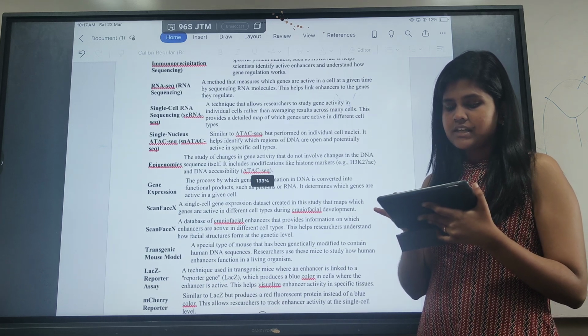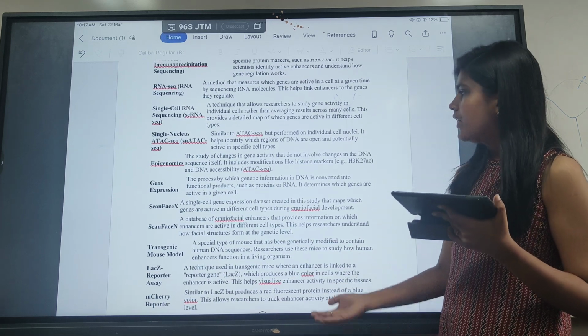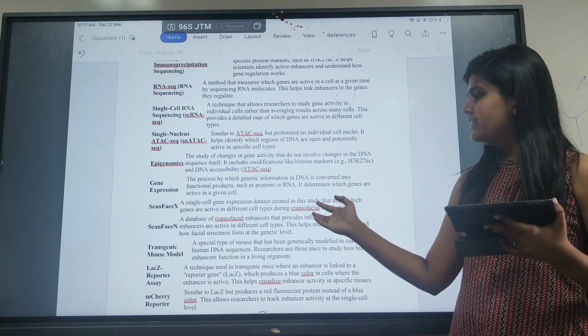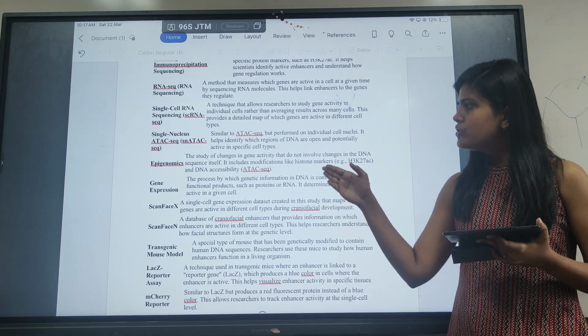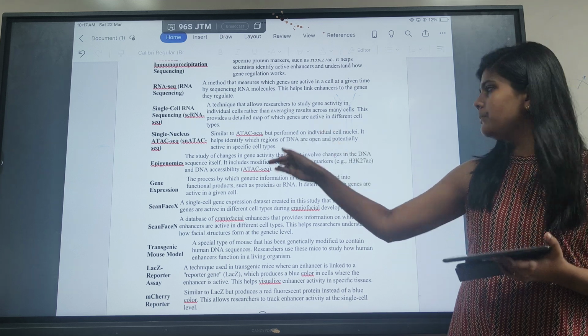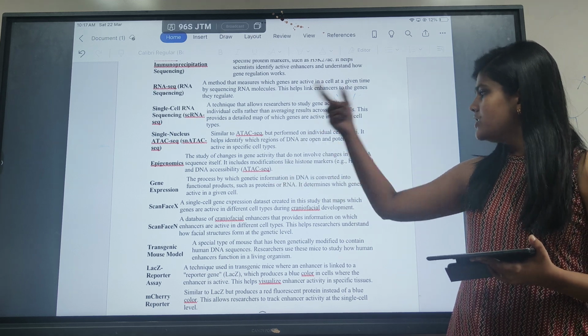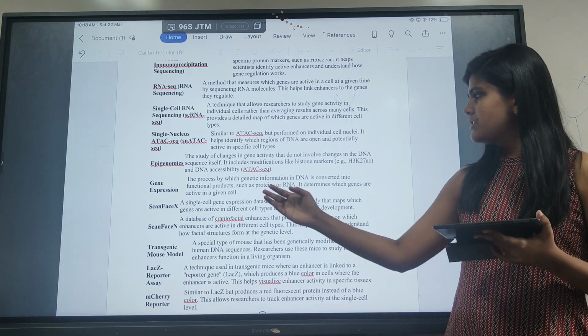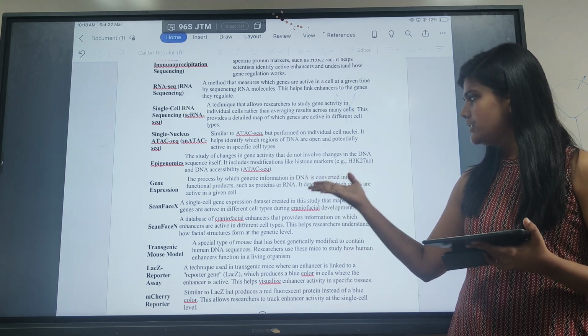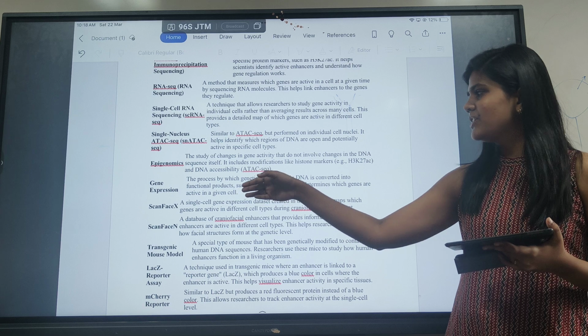Next is epigenomics. Epigenomics, we all know, is the study of changes in gene activity that do not involve changes in the DNA sequence itself. Examples of epigenetic modifications are histone modification and ATAC sequencing. Gene expression is the process by which genetic information in DNA is converted into functional products such as proteins or RNA.